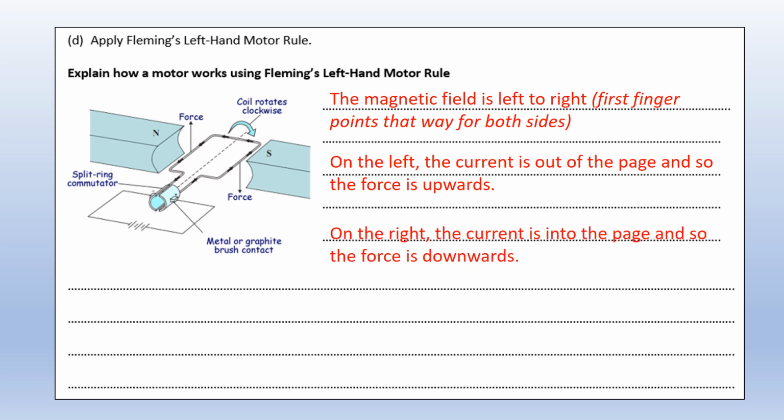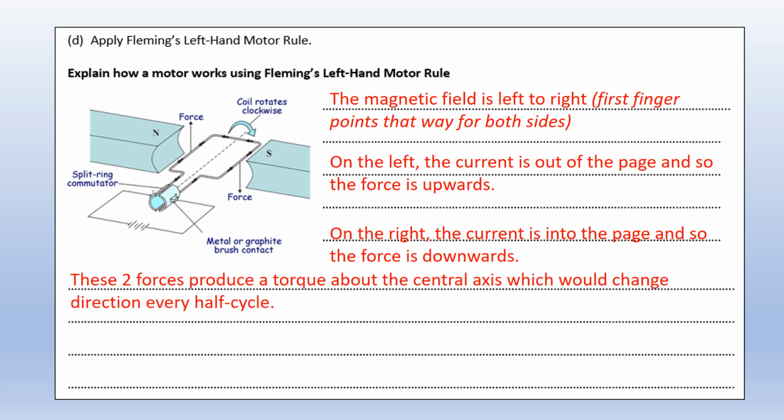We're going to have exactly the opposite on the right-hand side. The current is going upwards on the page, the field is still going to the right, so the force is downwards on that side. So what we've got here is two forces of equal magnitude making the object rotate in the same direction. So we've got a couple producing a torque about the central axis on which it's rotating. And if we didn't do anything, that force direction would change every half cycle.